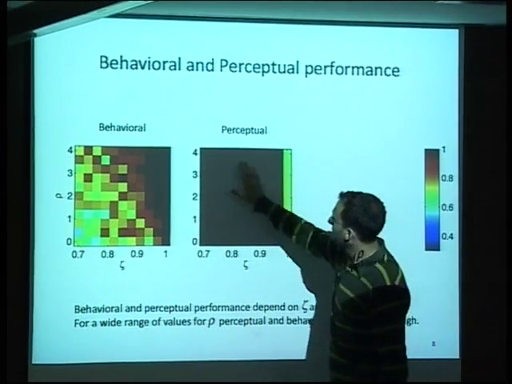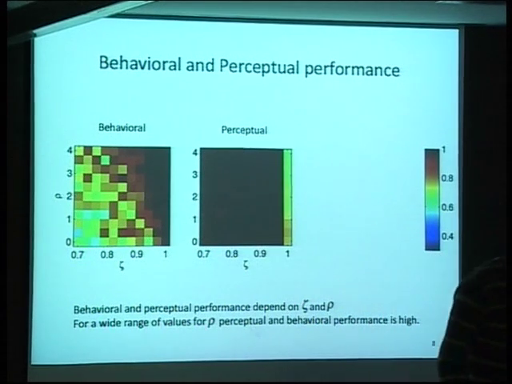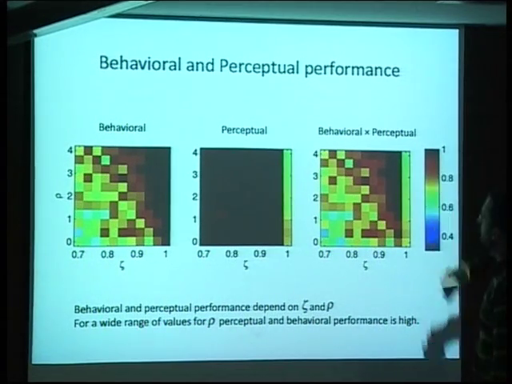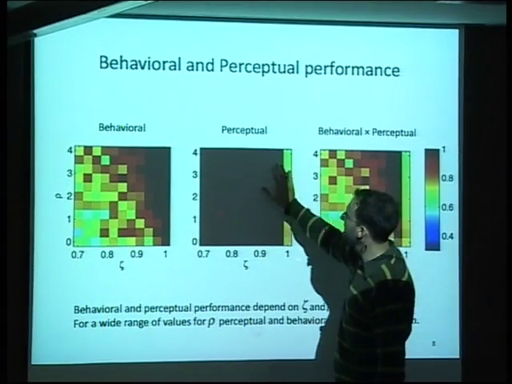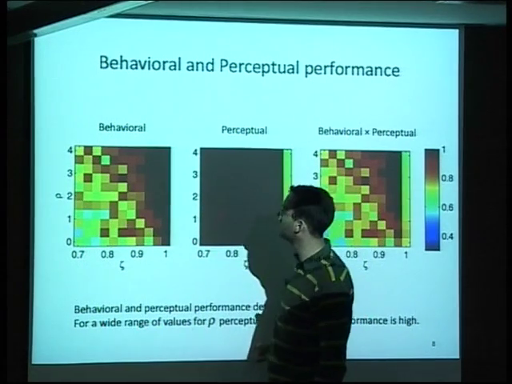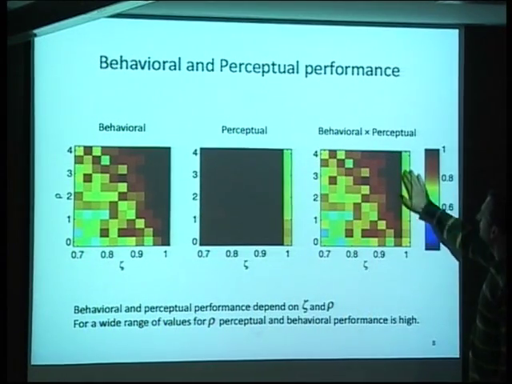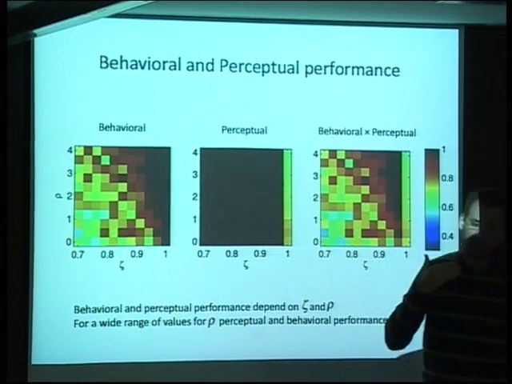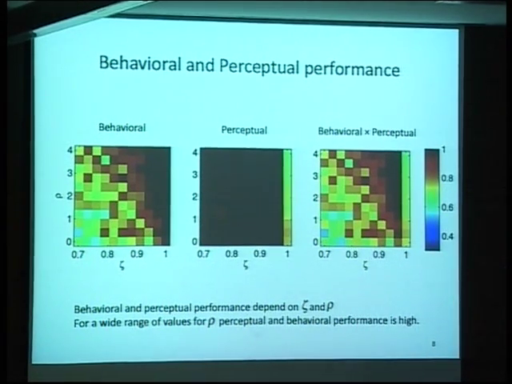But the other part is very high for all the parameters, so it's not very sensitive to these parameters. If I multiply behavioral and perceptual learning, this value going from 0 to 1 and this value going from 0 to 1, I get the region where both behavioral and perceptual learning perform well. And we see that there's a quite broad region around here where we can have both perceptual and behavioral learning at the same moment.